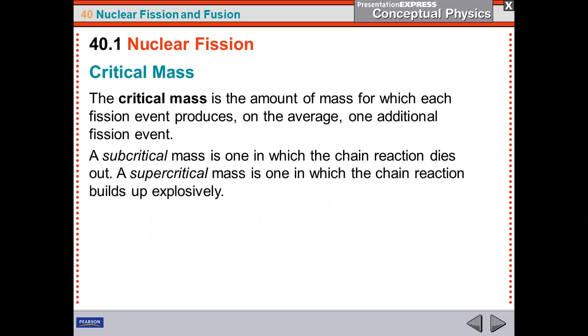So now we can define critical mass. Critical mass is the amount of mass for which each fission event produces, on the average, one additional fission event. So what is a subcritical mass? It is one in which the chain reaction dies out. And supercritical mass is one in which the chain reaction builds up explosively. So you can see at a subcritical mass, the chain reaction dies out, and at a supercritical mass, the chain reaction builds up explosively.